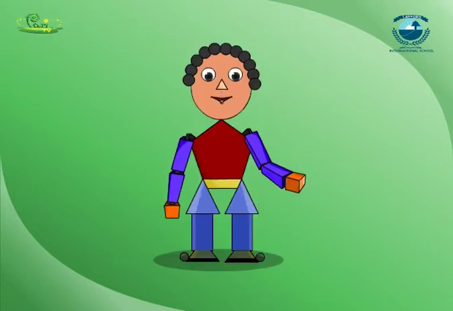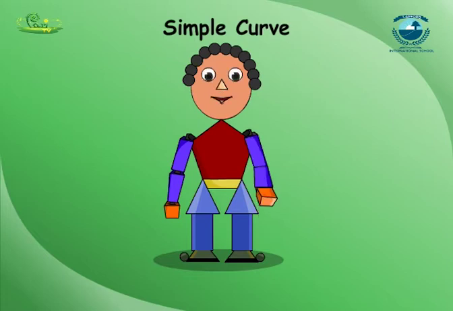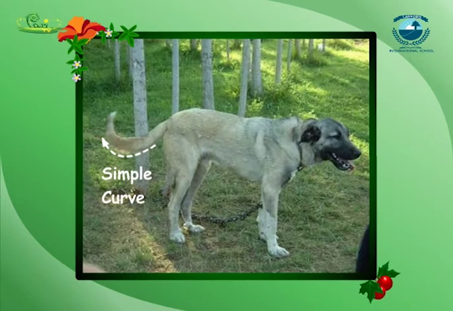If a curve does not cross itself, then it is called a simple curve. Look at my hands. They are bent and are a good example of a simple curve. Let me tell you a funny thing. Even a dog's tail has a curve.